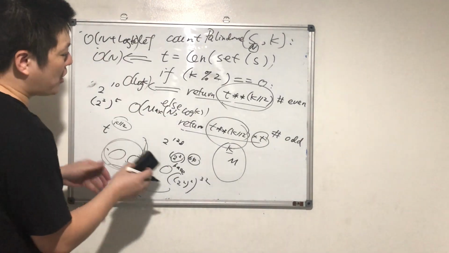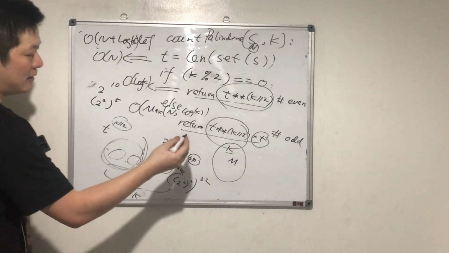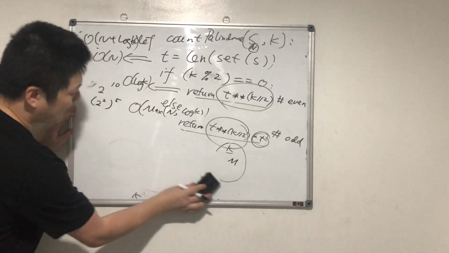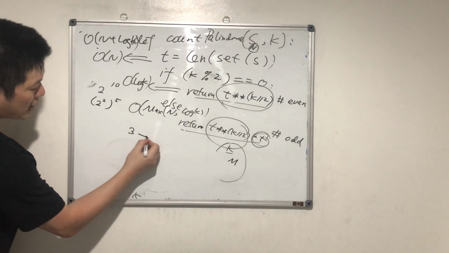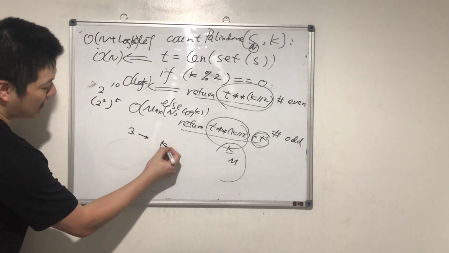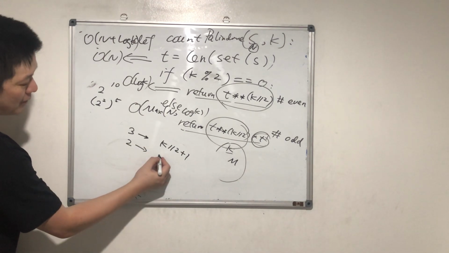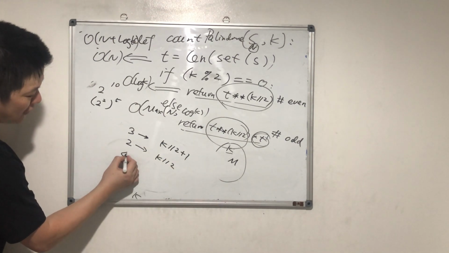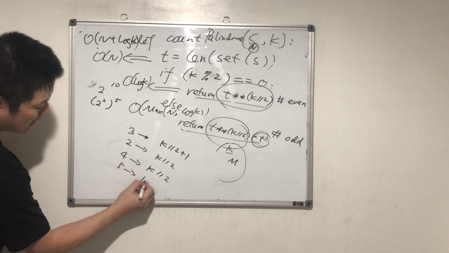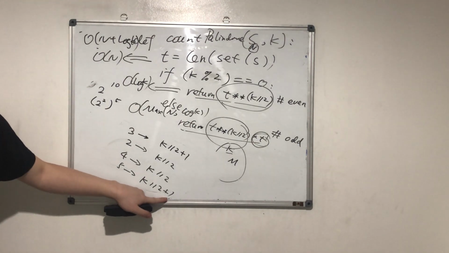Okay. So look, if k is an odd number, we need to multiply one more time, right? If k equals 3, we want to multiply k divided by 2 plus 1 times. If k equals 2, an even number, we want to do this, right? And 4, we want to do this, and 5, we want to do this. Does it make sense? If it's an odd number, we want to add one more time, right?